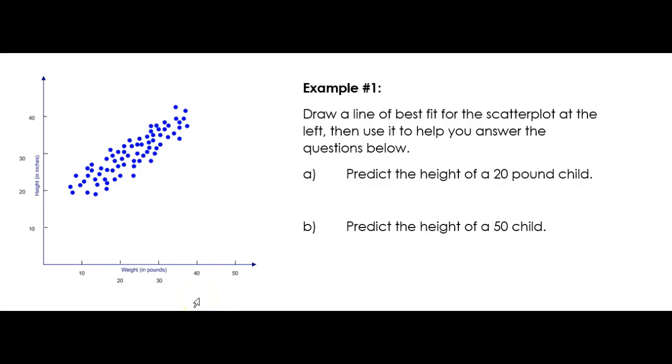So I'm going to first off draw a line of best fit. The question says draw a line of best fit for the scatter plot at the left, then use it to help you answer the questions below. So I'm going to insert a line. And so remember, when I'm doing a line of best fit, I want to try to make it representative of the data. I don't need to go through the origin 0, 0, but I do need to make sure that it represents the data. So I'm going to draw this, and I'm going to just sort of fiddle. That looks pretty good. If I had to eyeball it, it looks like I have about the same number of points above and below the line.